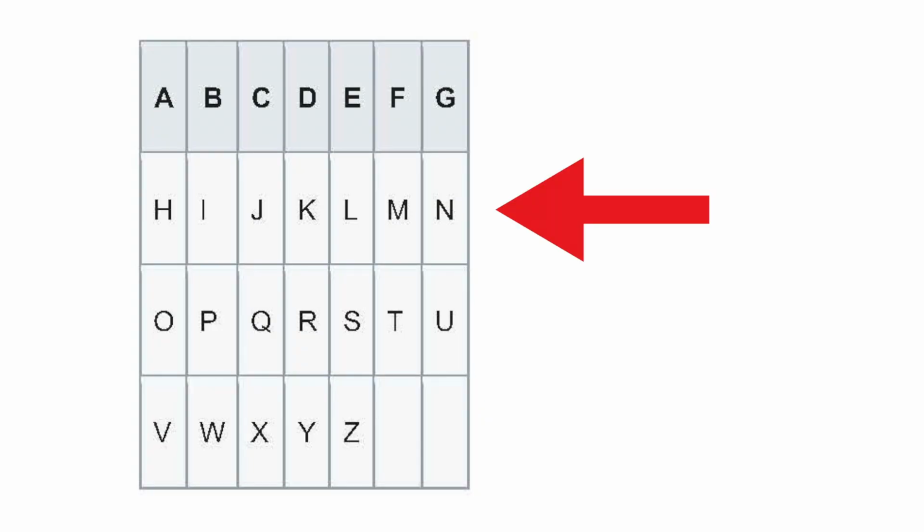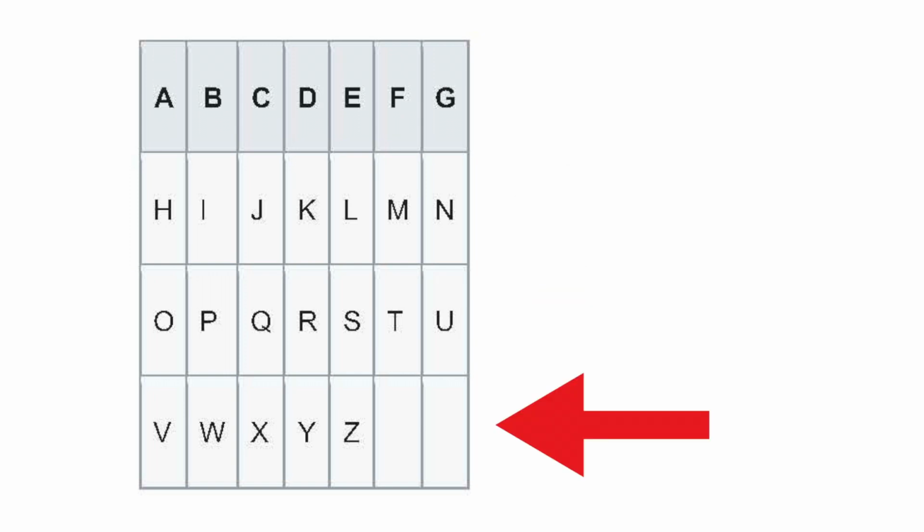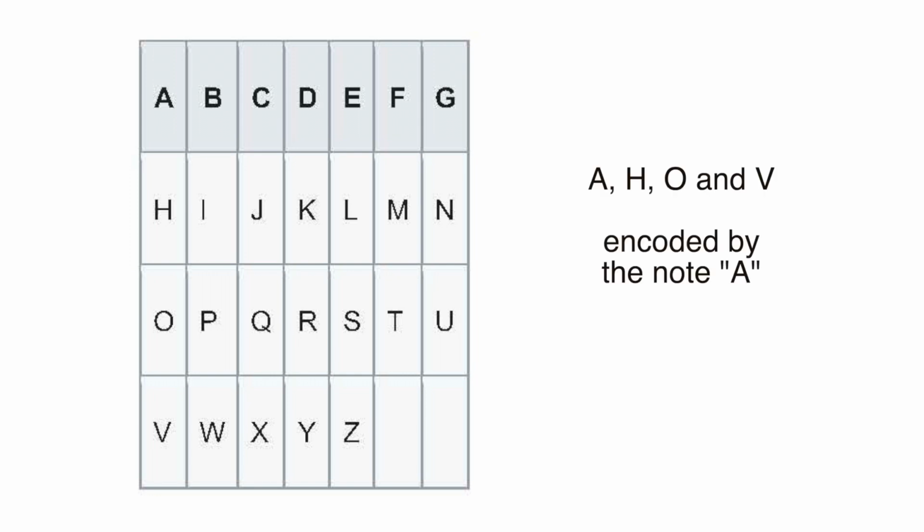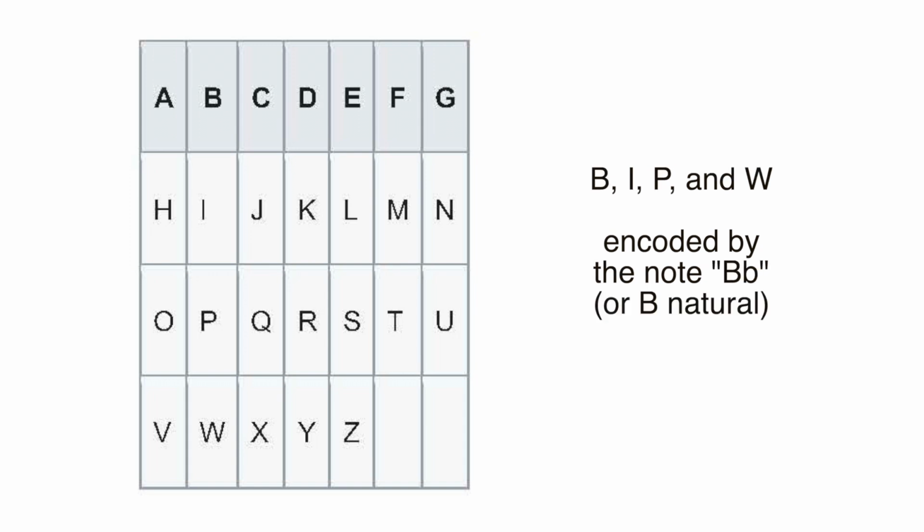The French method of generating musical cryptograms arose late in the 19th century, and it was more like a real secret code. Well, it was not so secret since everybody knew about it, and now you do too. But here's how it worked. It involved writing out the letters H through N, O through U, and V through Z in lines under the notes A through G. So you can see what that looks like. So using the French method, A, H, O, and V are encoded by the note A. B, I, P, and W by B, B flat or B natural, and so on.